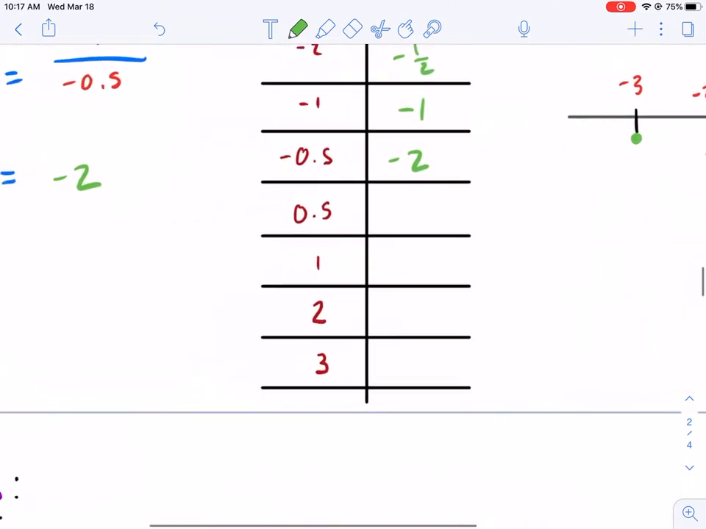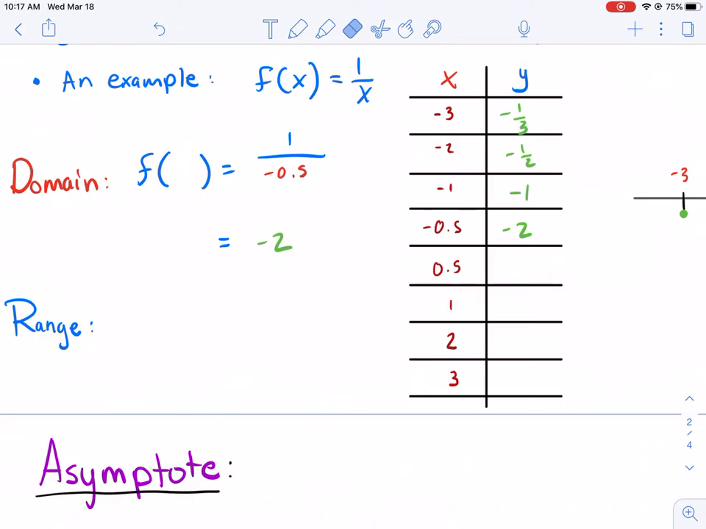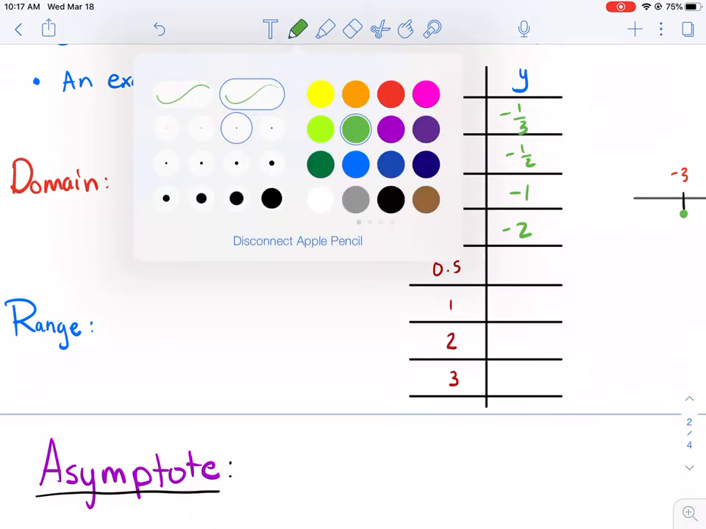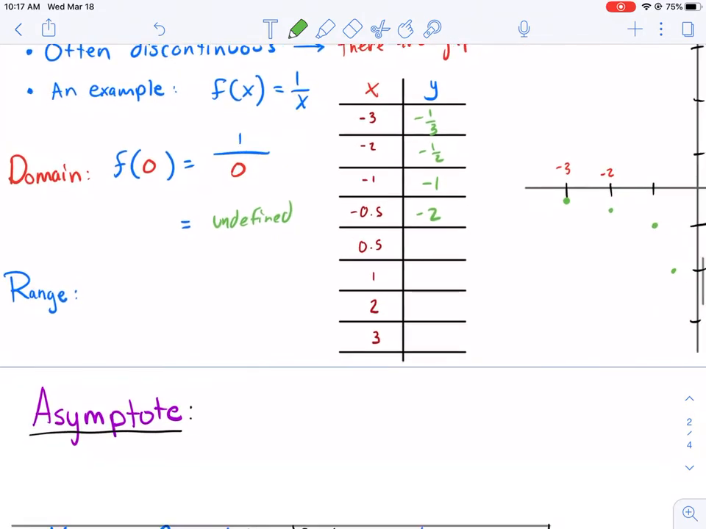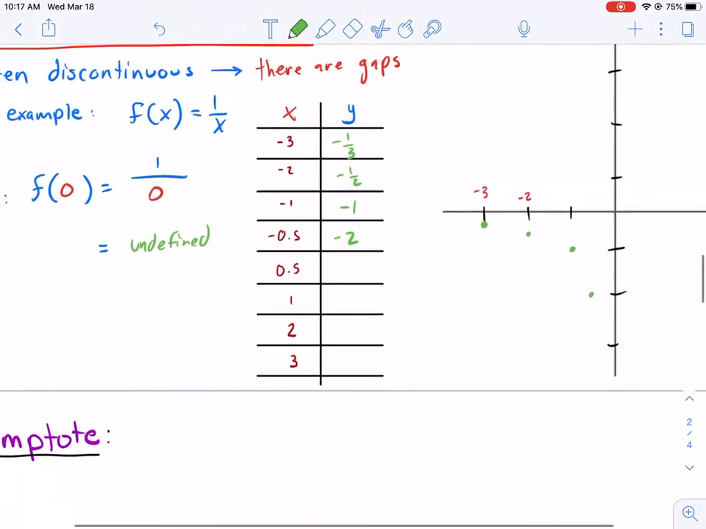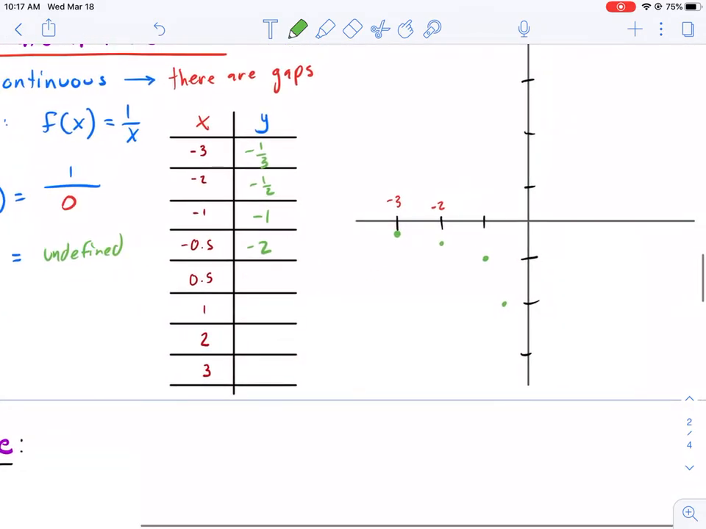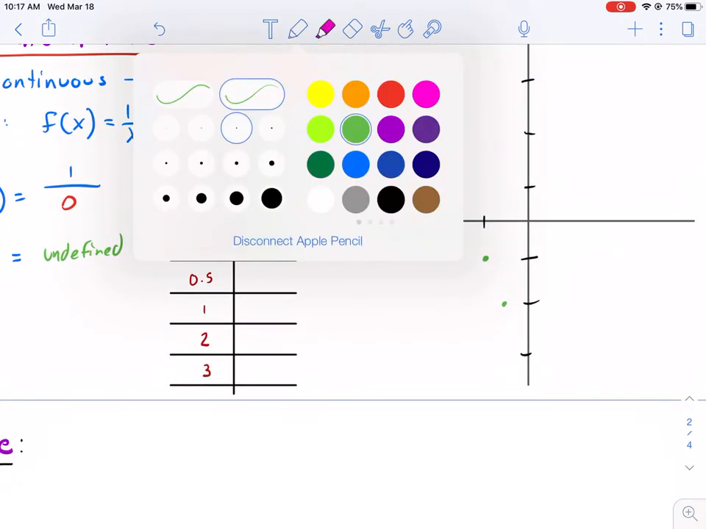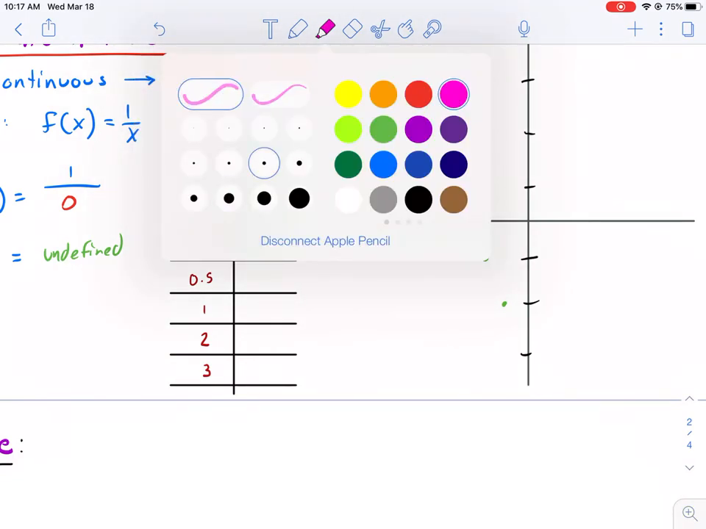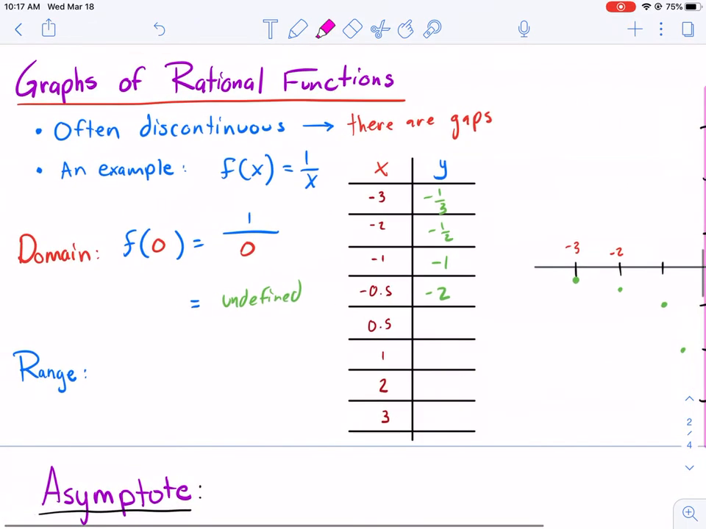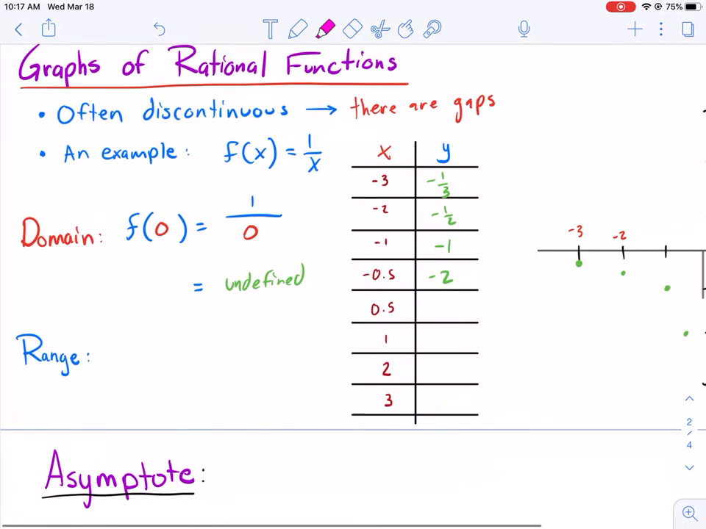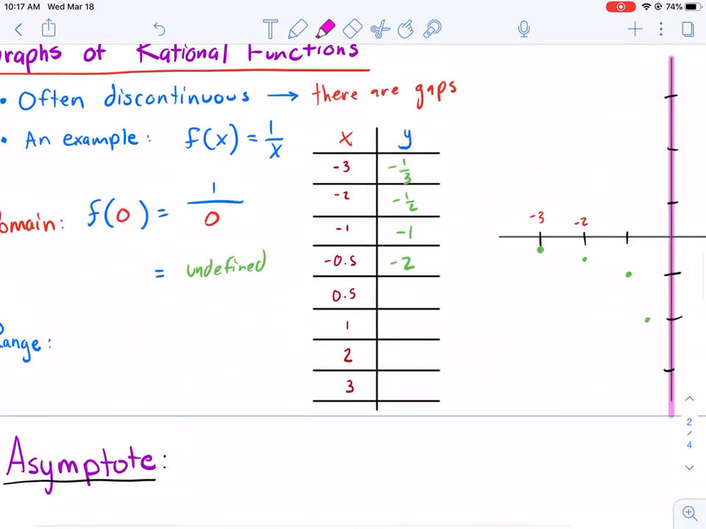Now, I didn't write 0. Why did I not write 0? Well, what happens if you input 0 for x? I get 1 divided by 0. That is undefined. You can't do that. So we're actually going to see that we're going to have a gap at the x value of 0. I'm going to do that with my highlighter. I'm going to use the color pink just so it stands out a little bit. This shows that the line does not cross, the function does not have a value there.